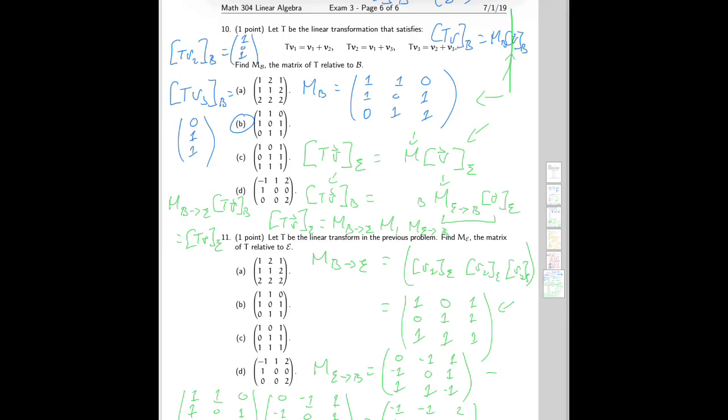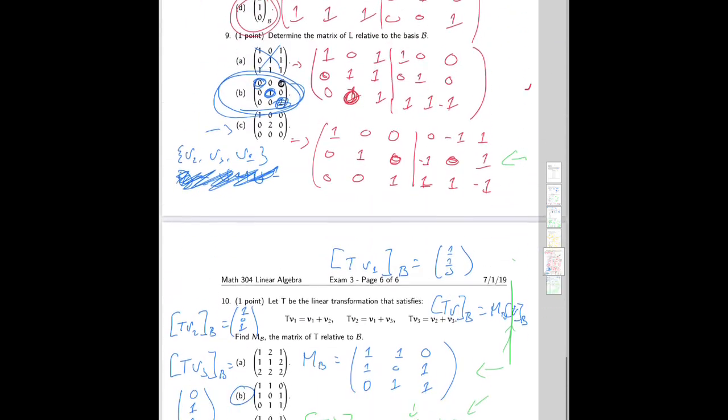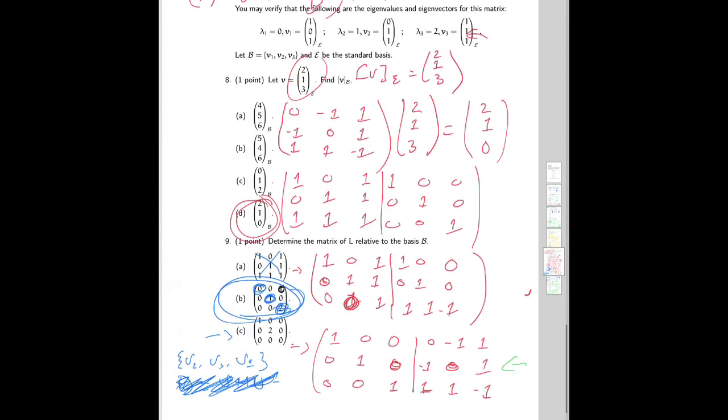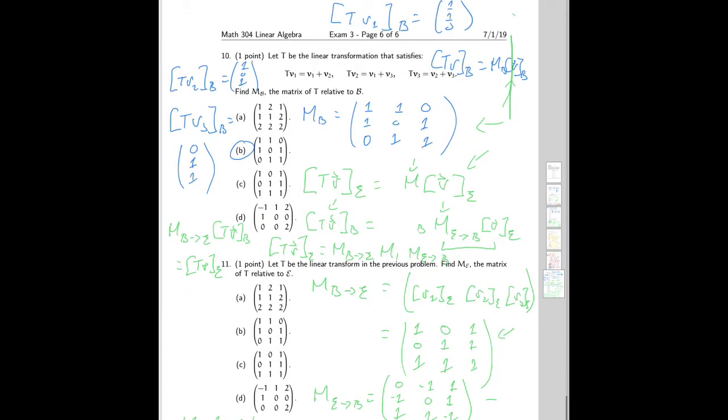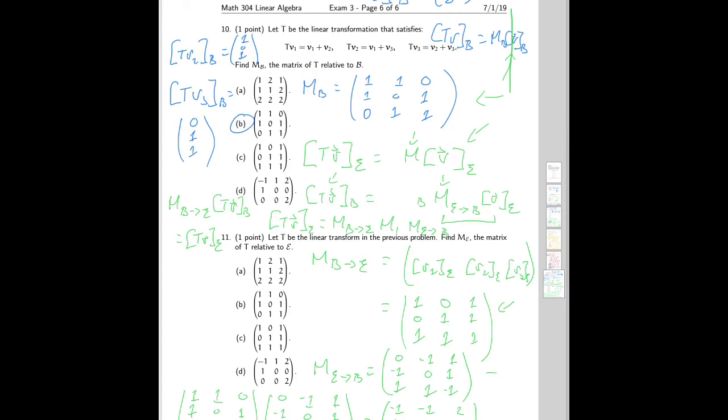So this right here is the final answer, and so let's double check our answer. What do we know? We know that T applied to v1 is equal to v1 plus v2, and that in standard coordinates v1 is 1, 0, 1. So let me do scratch work in red so it stands apart. So this is minus 1, 1, 0, 0, 1, 0, 2, 0, 2. Now I'm going to multiply this by v1 written in E coordinates, which is 1, 0, 1, and what this gives me is 1, 1, 2.